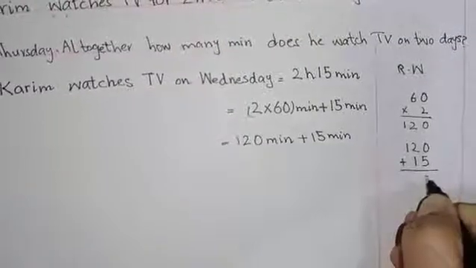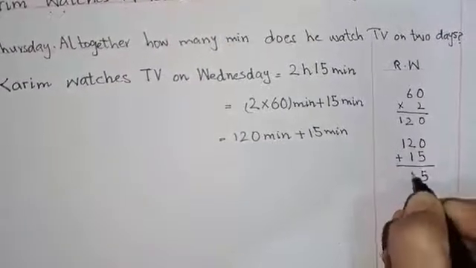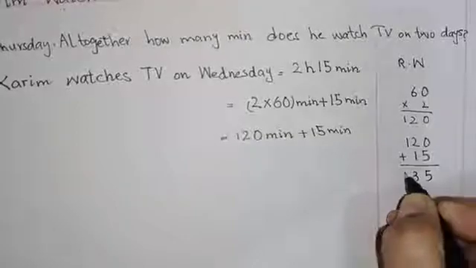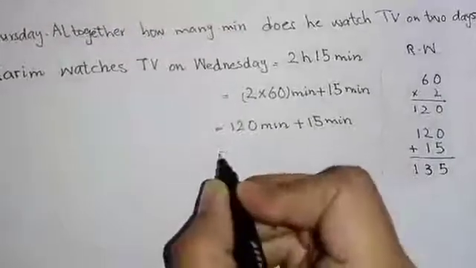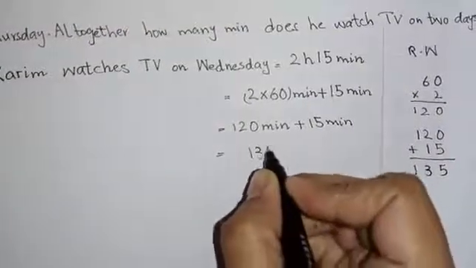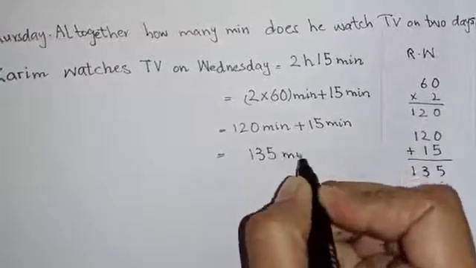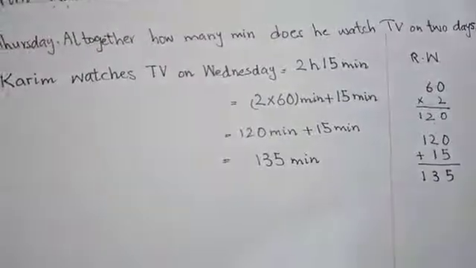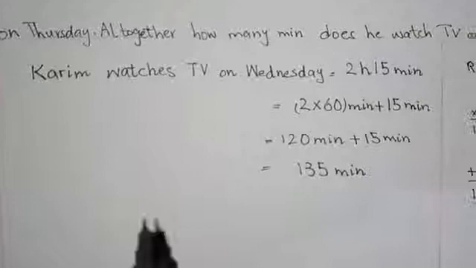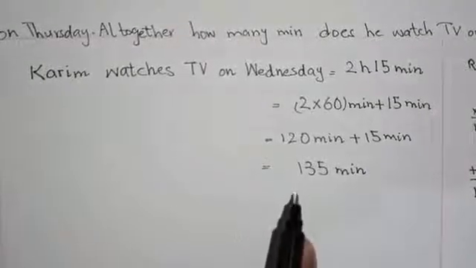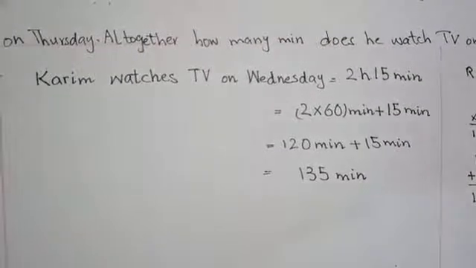0 plus 5 is 5. 2 plus 1, it's 3 and 1 as it is. So the answer is 135 minutes. It means on Wednesday he watches TV 135 minutes.